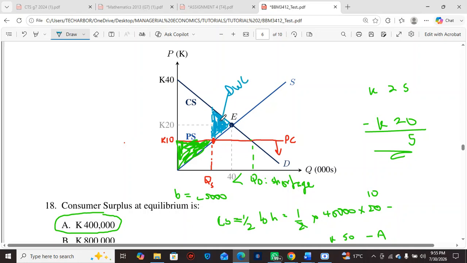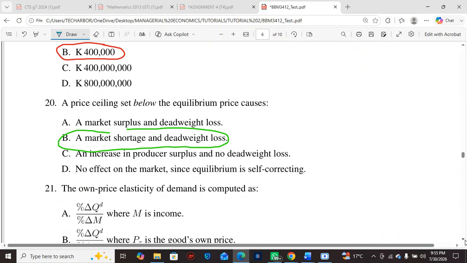DWL, that's the deadweight loss. Then this whole trapezium here is now consumer surplus. So the consumer benefits more from this price ceiling than the supplier. So for our answer here, it is B.